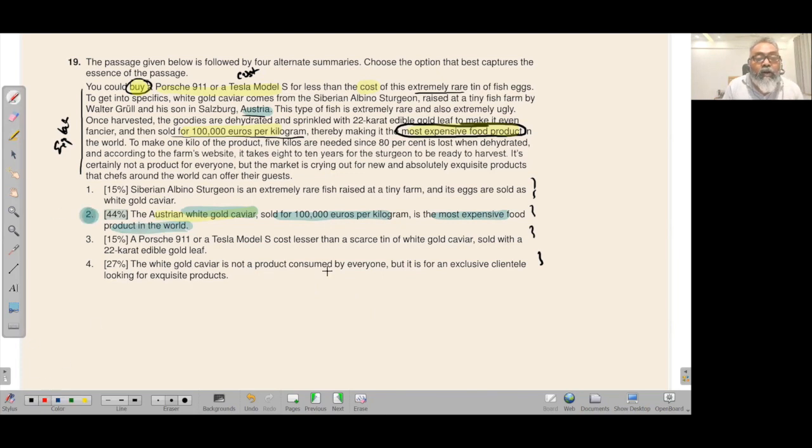The white gold caviar is not a product consumed by everyone, but it is for an exclusive clientele looking for exclusive product. Where is it? It is not a product for everyone, but the market is crying out for new and absolutely exclusive product that chefs around the world can offer their guests. There is no exclusive clientele being mentioned. A Porsche 911 or Tesla model costs less than the scarce tin of white gold caviar sold with 22 karat gold. The idea is not to say that the Tesla model car is cheaper. That's not the point. The point is answer choice number 2.